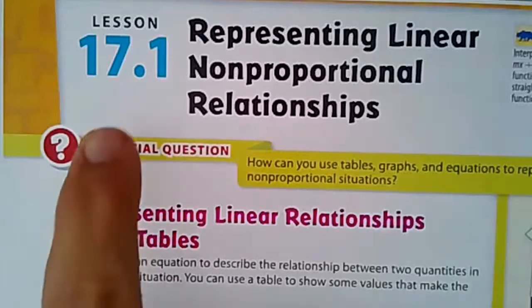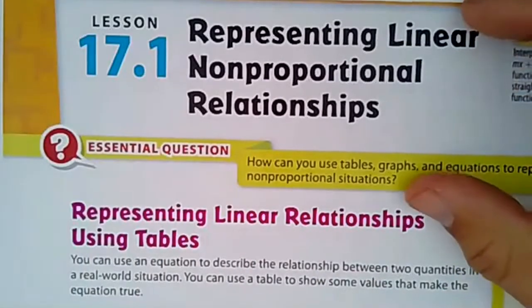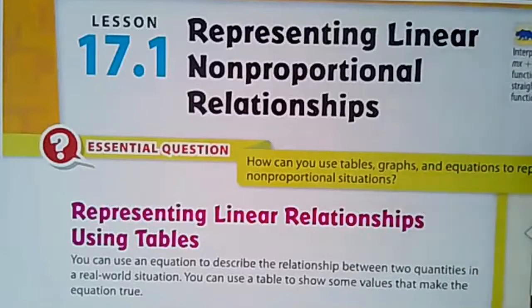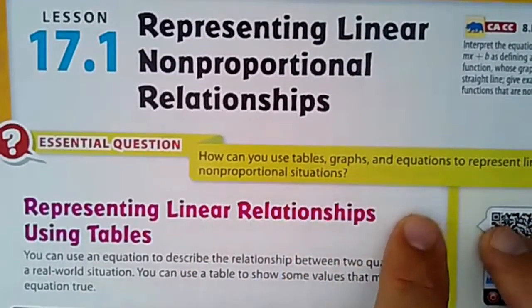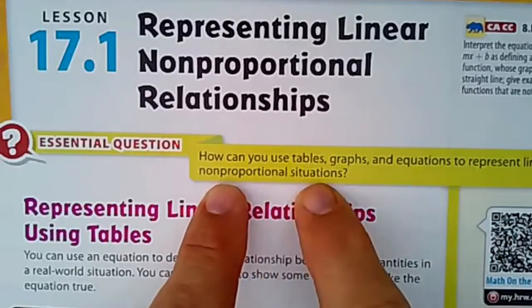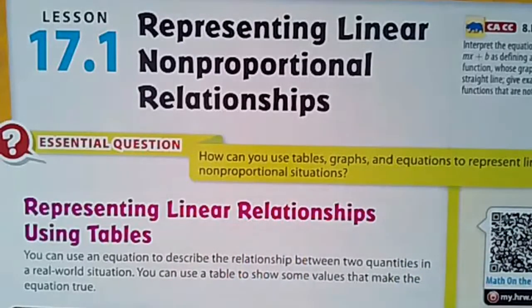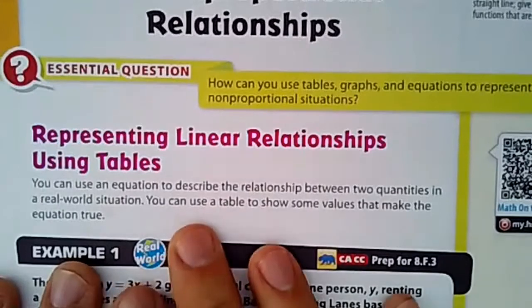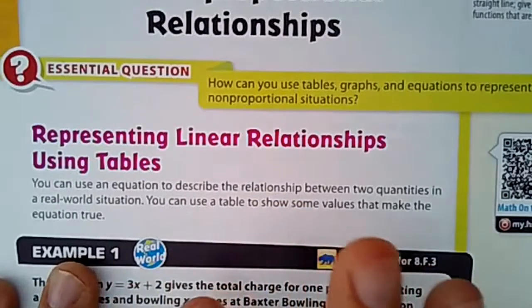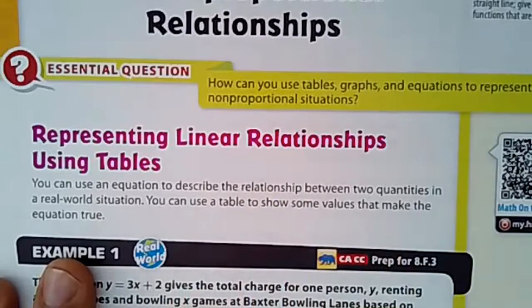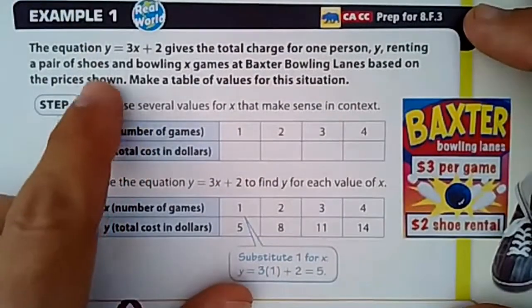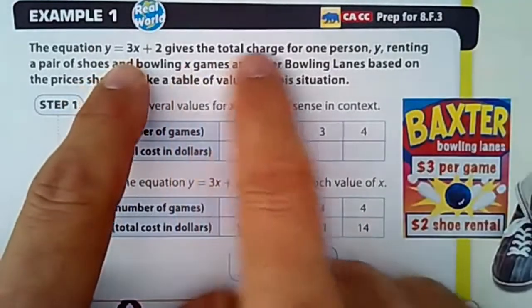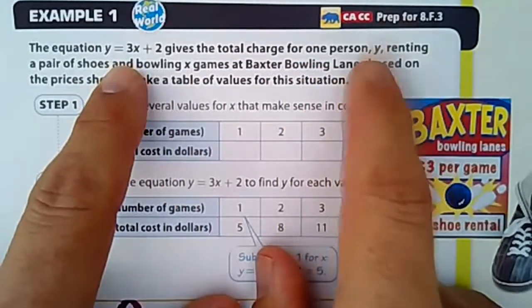Hi, and welcome to lesson 17.1, which is all about representing linear non-proportional relationships. We can use tables, graphs, and equations to represent linear non-proportional relationships. We can use an equation to describe the relationship between two quantities in a real-world situation, such as going bowling. This equation gives us the total charge for one person, Y.